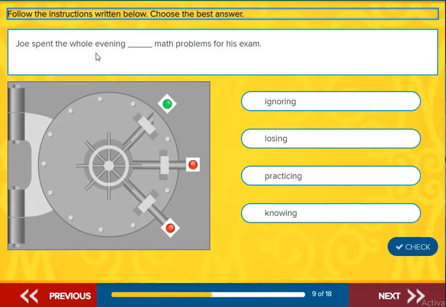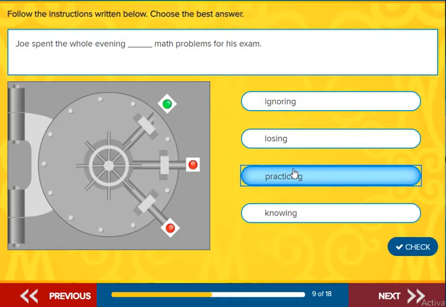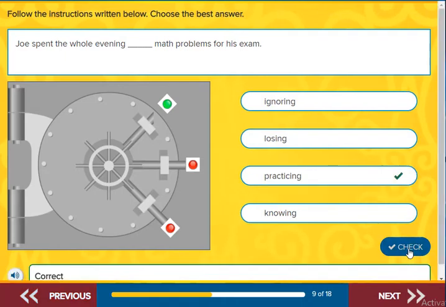Joe spent the whole evening blank math problems for his exam. So what did Joe do? Was he ignoring the math problems, losing math problems, practicing math problems, or knowing math problems? Of course, the answer is practicing, especially in math. Fantastic!